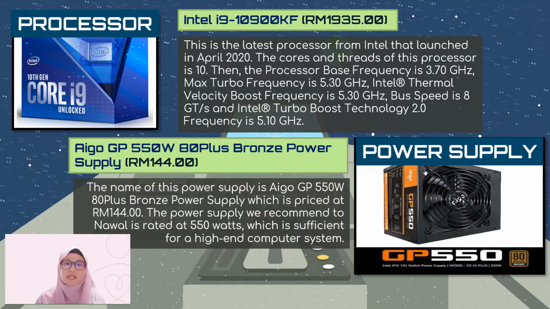Finally, the last hardware is the power supply at the bottom of the picture. It is the IGO GP 550W Active Plus bronze power supply, which costs RM144. The power supply we recommend to Nawal is rated at 550W, which is sufficient for the high-end computer system. What is fun about this power supply is, it has an energy-efficient quiet fan, an integrated power factor correction, a twin magnetic ring magnetic amplifier circuit, and a high frequency low resistance filter capacitor.